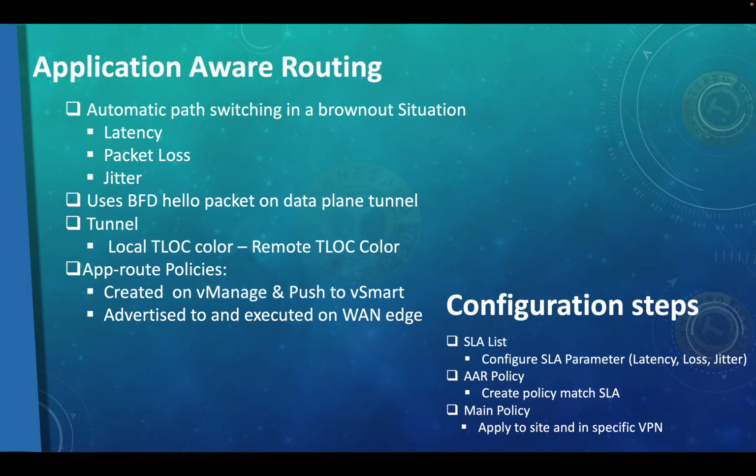Centralized, you push the policy, and if you have thousands of branches, hundreds of branches, it will push at a time. You don't need to go to each and every branch to push the policy, right? In the main policy, you have to apply it in whichever service VPN you want this policy applied, right? So you go through a few steps, and you will get the leverage of application-aware routing. Now I'm going to explain the BFD, right? As BFD plays a major role in the SD-WAN infrastructure.